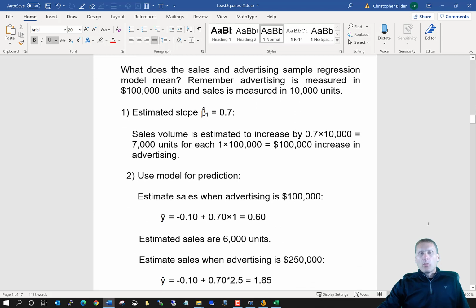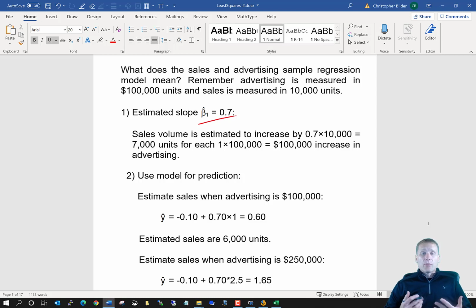Okay, so what does this model mean for us? That's where we go to this slope. What this says is for every 1 unit increase in advertising, I'm estimating that y will increase on average by 0.7. So if I ask you to interpret a regression model, this is where you typically focus. And you can say something like this: sales volume is estimated to increase by 7,000 units for every $100,000 increase in advertising.